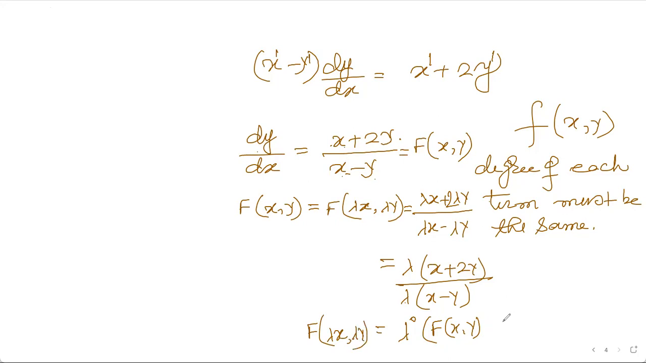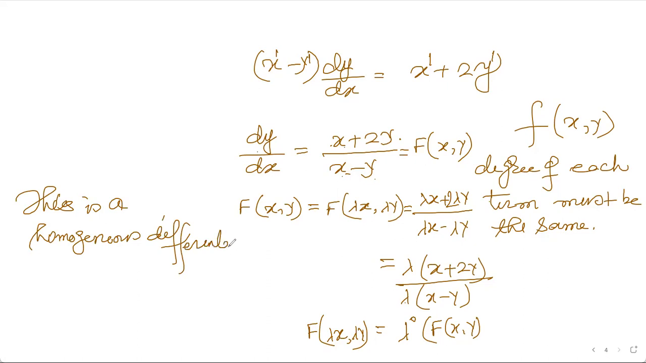This is a homogeneous equation, because sometimes in a question you may be asked to check whether it is a homogeneous equation or not. So this is a homogeneous differential equation of degree 0. So it is homogeneous. The given differential equation is a homogeneous differential equation.